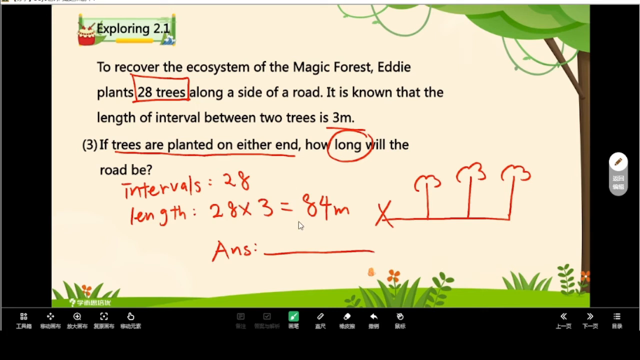So let's make our conclusion again. What do you need to find if you need to find the total length of the road? First, you need to find intervals. How can you find intervals? There are no intervals in the question, so what do you find? You find trees, and you use trees to find intervals. And after finding the number of intervals, you can use the number of intervals times the length of one interval to get the total length. Okay, so you need to remember this.